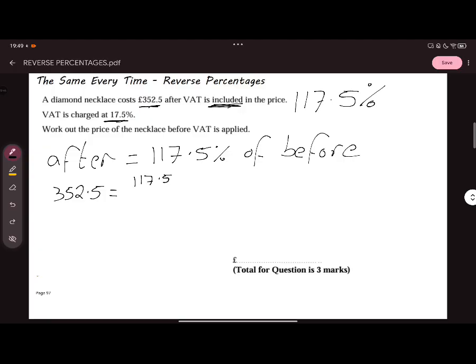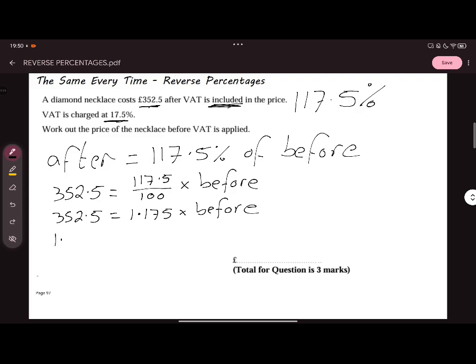So 117.5% is 117.5 out of 100. Remember, a percentage is just a fraction over 100. So 117.5%, 117.5 over 100. Of becomes a multiply, and the before price we don't know yet. So 352.5, 117.5 divided by 100. Let's put that as a decimal, 1.175 of the before price. Well, we're almost there, aren't we?